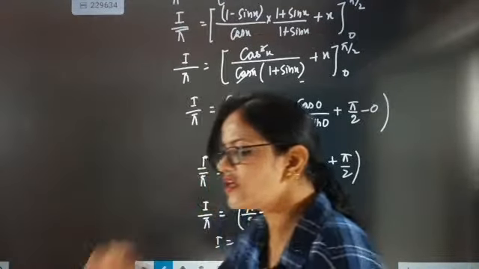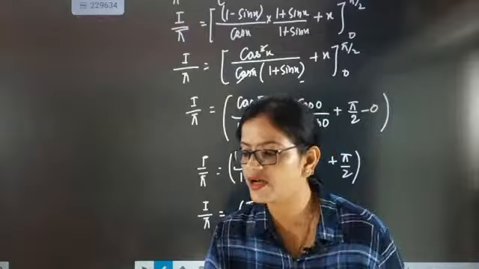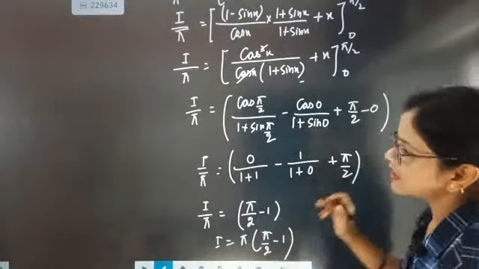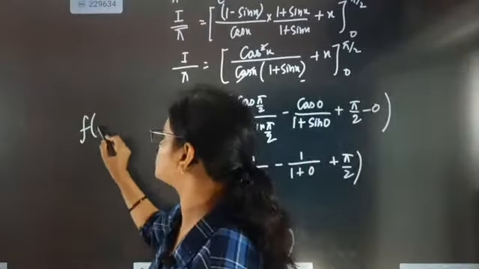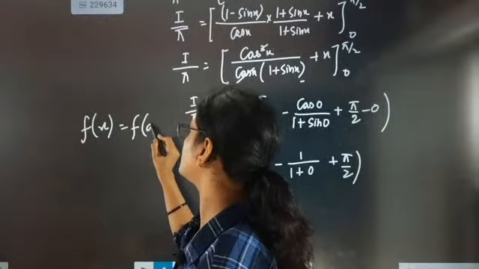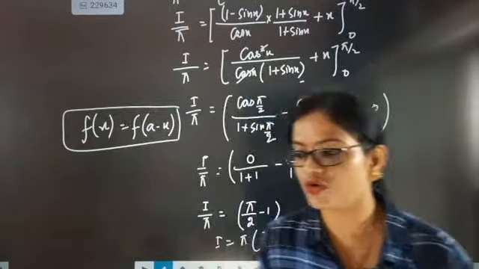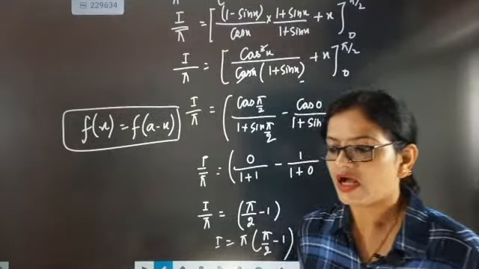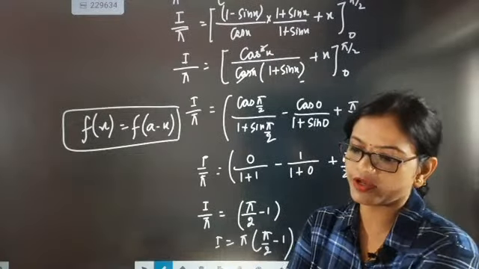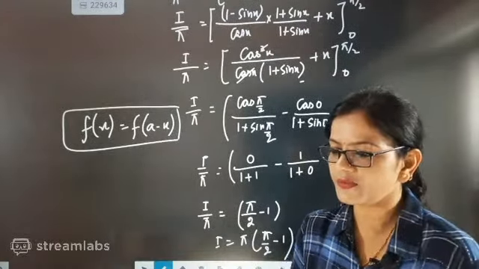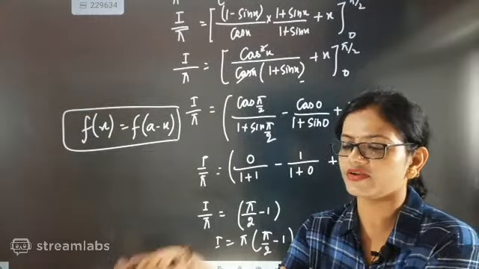Yes, property 7 has some restrictions. Property 7 has one big restriction, and that is that this part has to be there: f of x will be equal to f of a minus x. If f of x is equal to f of a minus x, then only will you be able to apply the property. Otherwise, it is exactly going to be a problem. So the restriction is 100% there, and I am just taking care of that restriction.